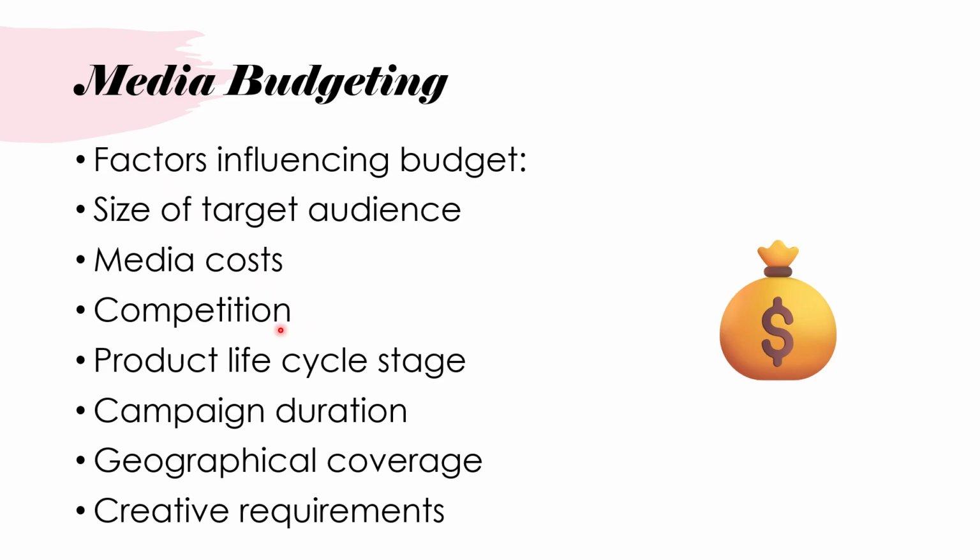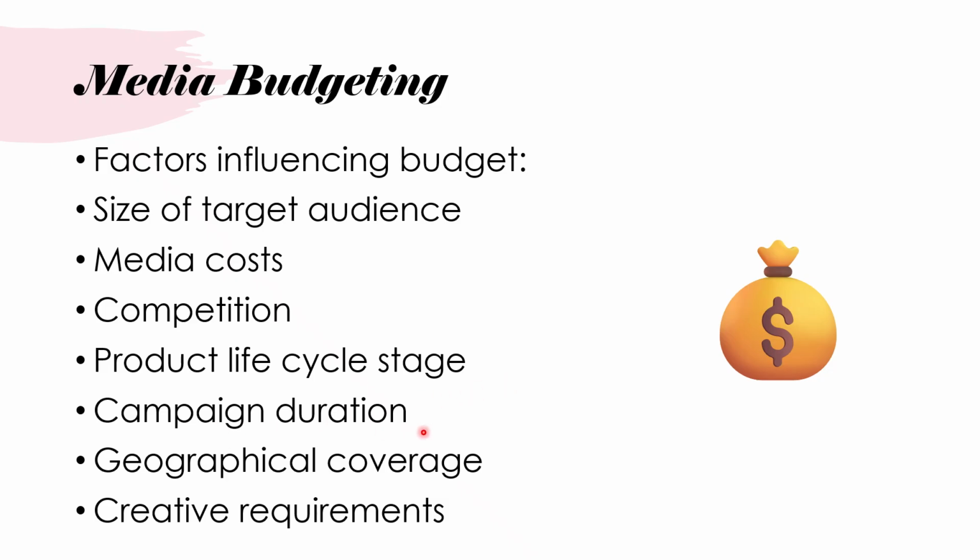Next is competition. If the competitors are advertising heavily, then brands must increase their budget. Like during IPL, brands like Pepsi and Coca-Cola increase their spendings. Then is product life cycle stage. New products require higher budgets for awareness. For example, Jio's launch involved massive TV plus digital spending.